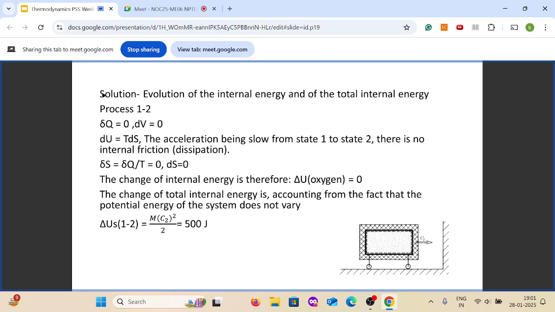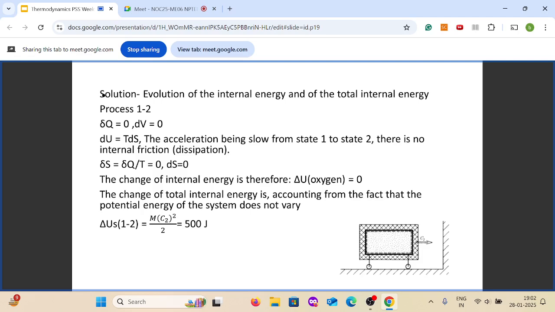First is the case where your vessel is slowly accelerated and it reaches a constant speed c2, which is 100 meters per second. So how is the internal energy changing? In process 1-2, since this is insulated, there is no heat transfer, and since this vessel is rigid, there is no work transfer also. It's just accelerating, so your dV is 0. So your change in internal energy, du, equals Tds. From the first law, Q minus W is du.